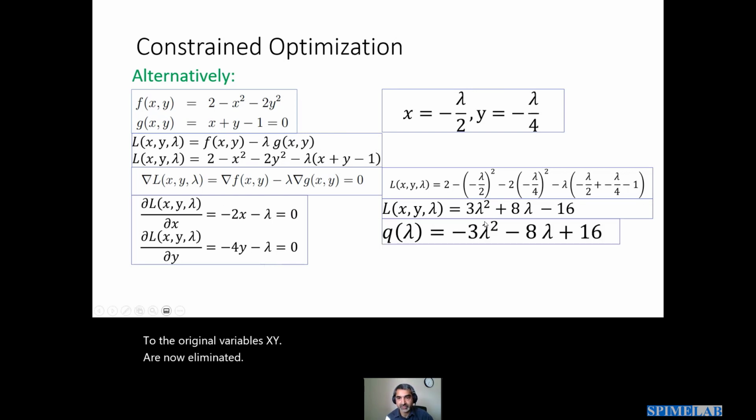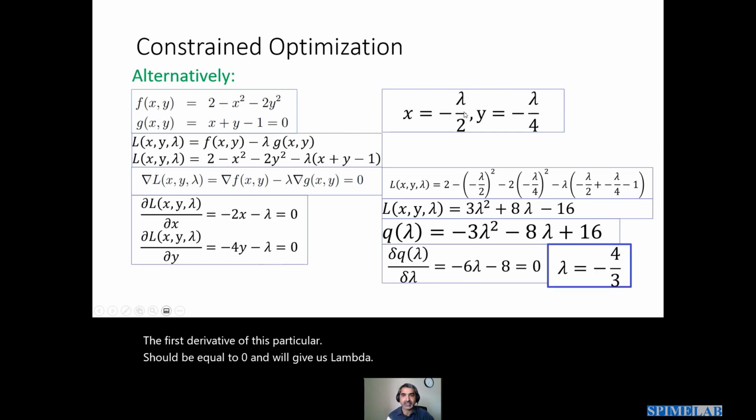The first derivative of this function should be equal to 0 and will give us lambda. Replacing this lambda here will give us x and y, and we reach the same solution that we got by solving 3 equations.